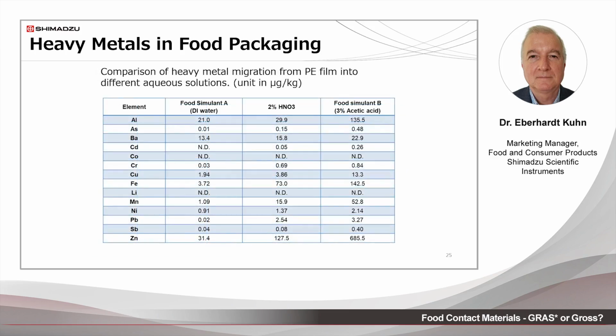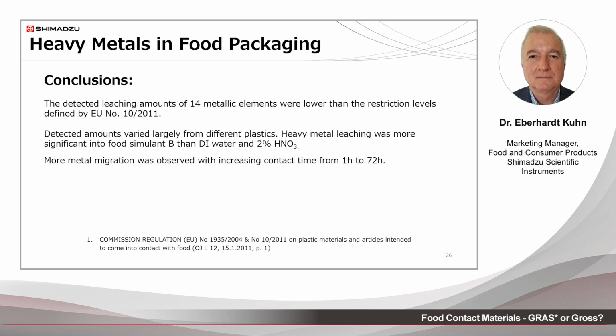This shows a comparison of the 3 types of food simulants that we used, and you can see here that the acidic food simulants give a higher amount of metal extraction than just the deionized water. The good news is that all the detected amounts were below the limits defined by the European Union. There were some differences depending on the types of plastic and also on the type of food simulants we used. While we didn't show the data, it should not be a surprise that there is a correlation to the contact time, with longer contact time leading to higher amounts of material.